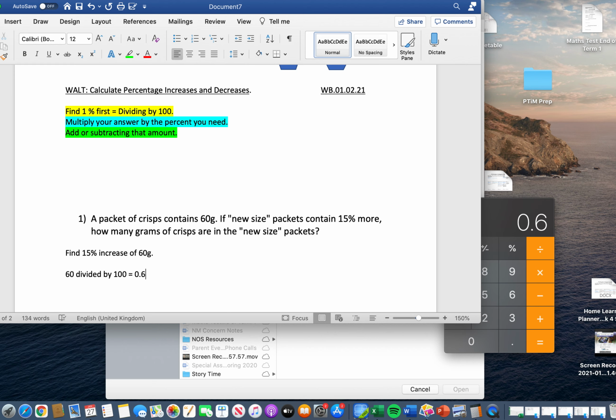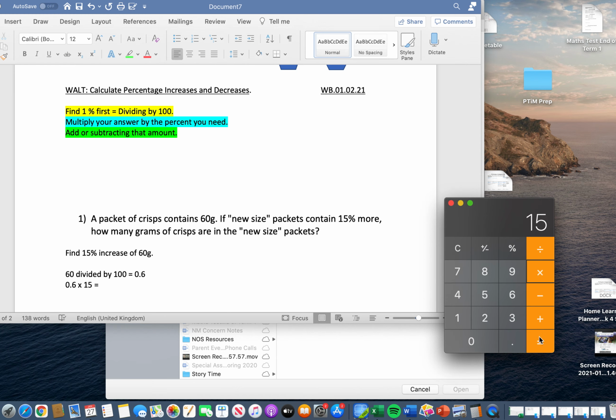But that unfortunately is just 1%. We need to find 15%. So the next thing we'll be able to do is 0.6 times 15, because our second step says multiply your answer by the percent you need. So 0.6 times 15. Again, you should know, possibly in your head, that should give you the answer of 9.